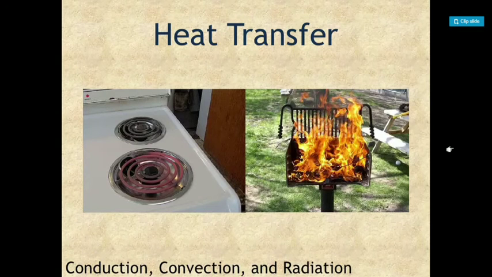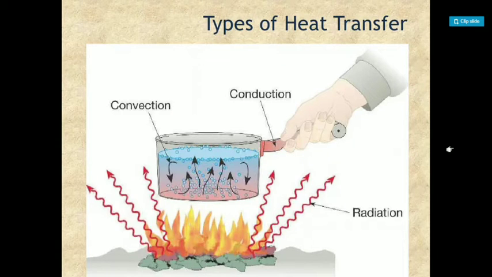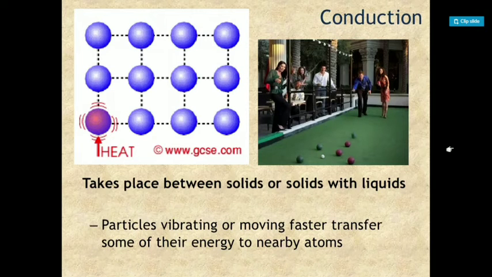Okay, now let's proceed to heat transfer. So there are three types of heat transfer. We have conduction, convection, and radiation. So let's start with conduction, which is the first type. This takes place between solids, or between solids and liquids.